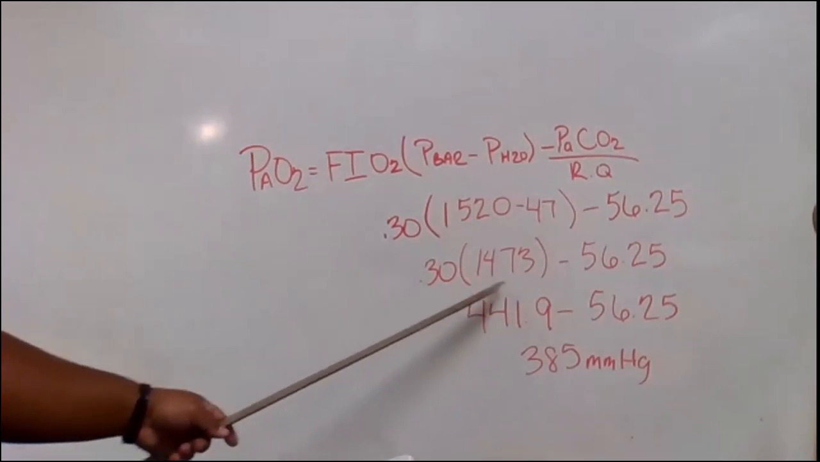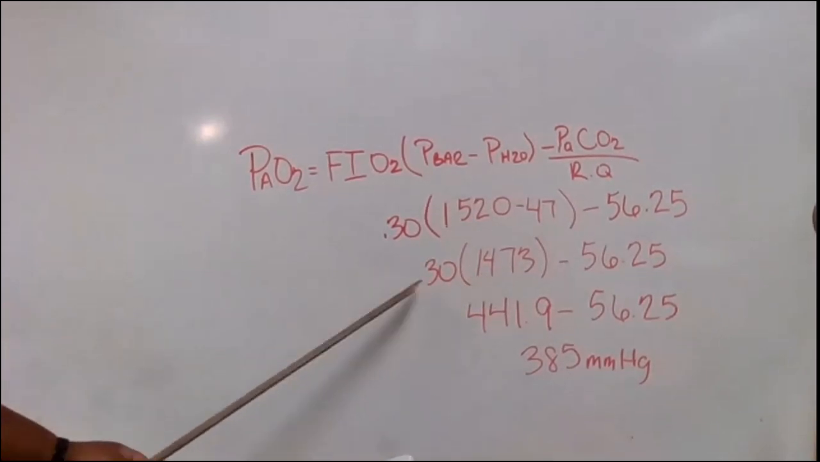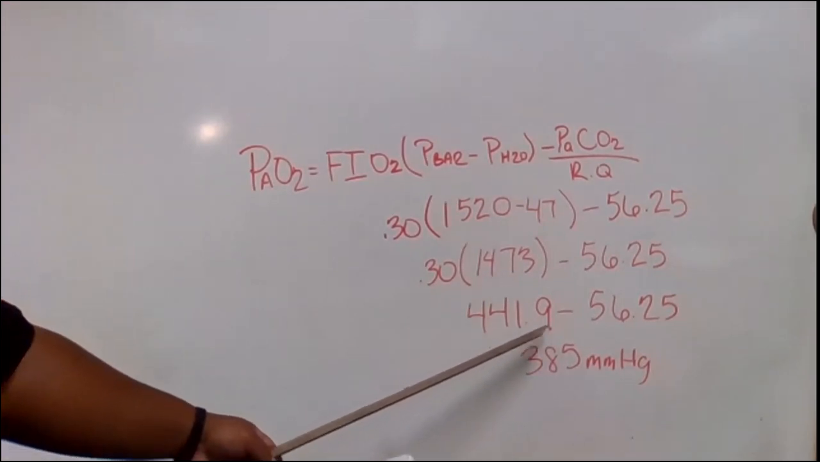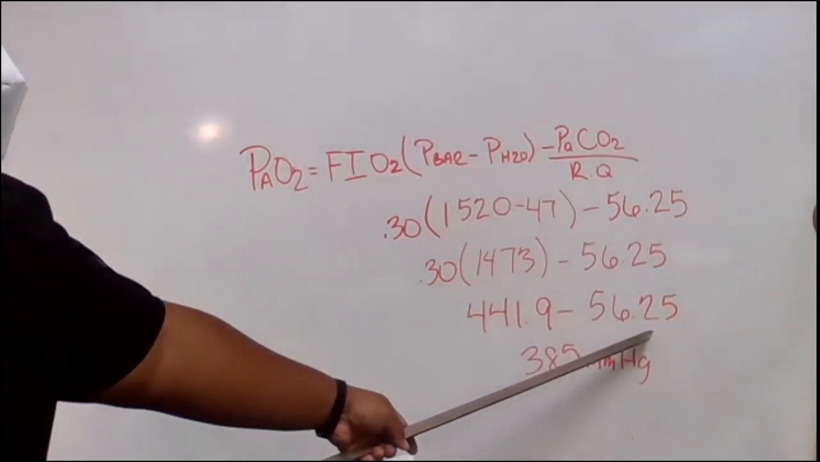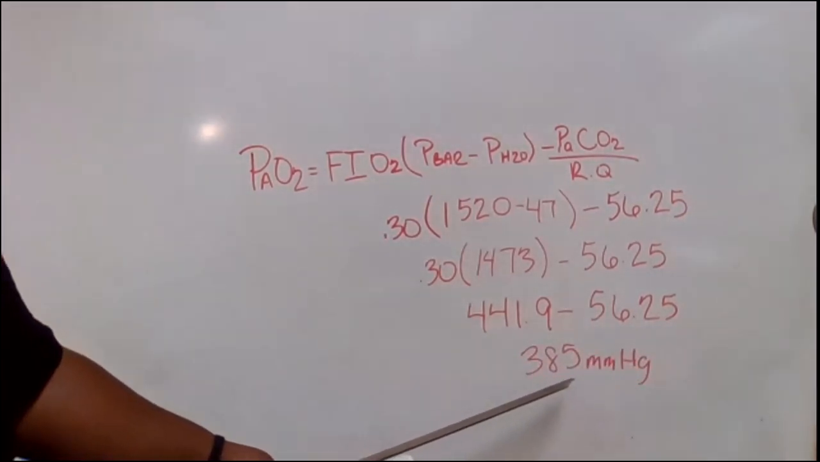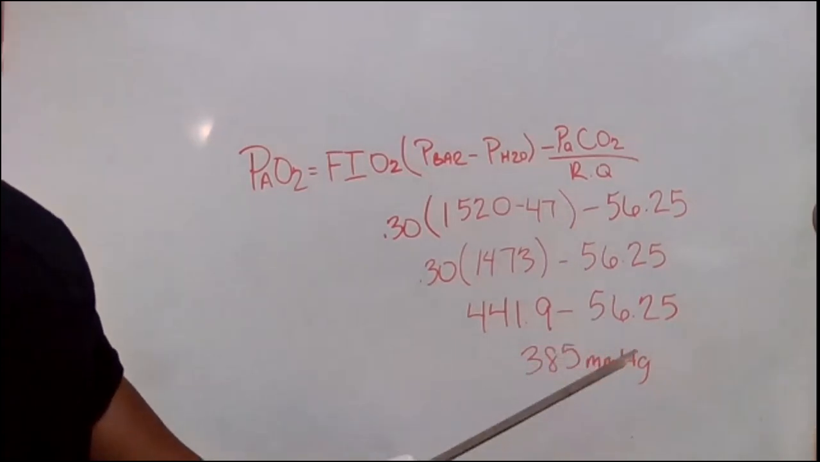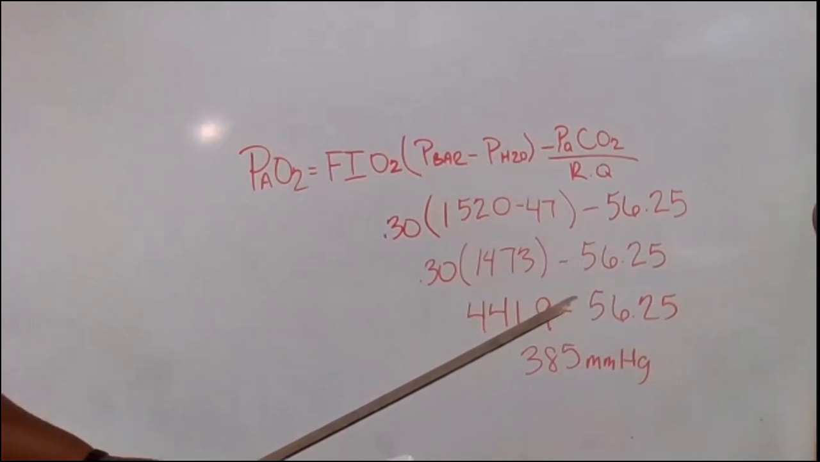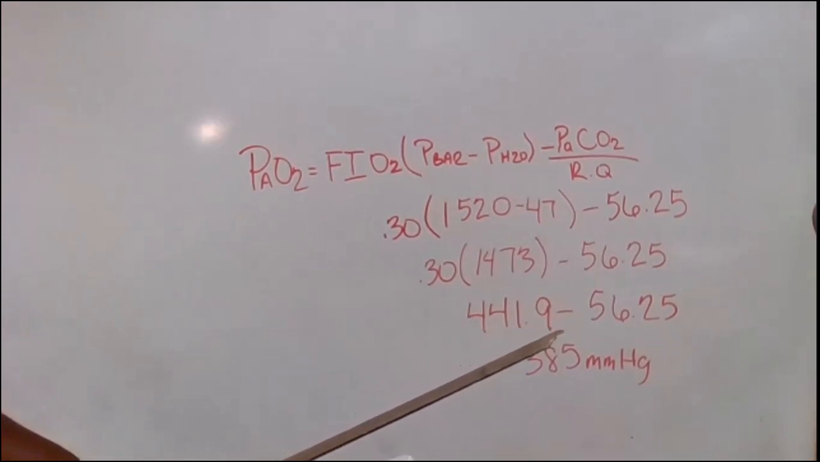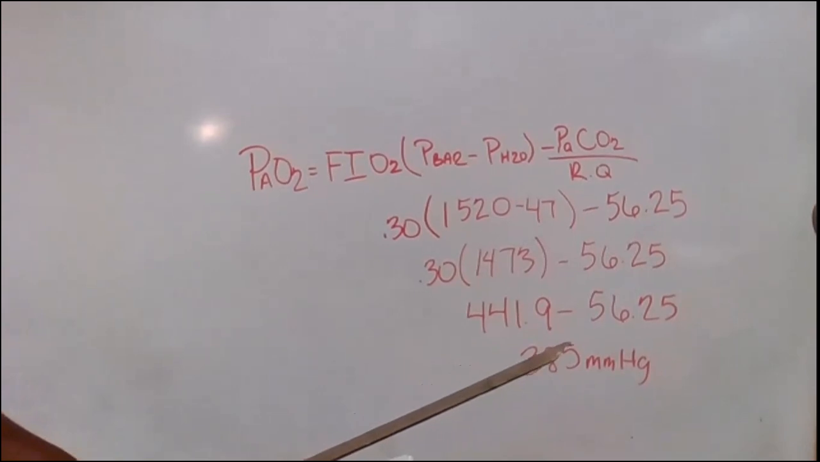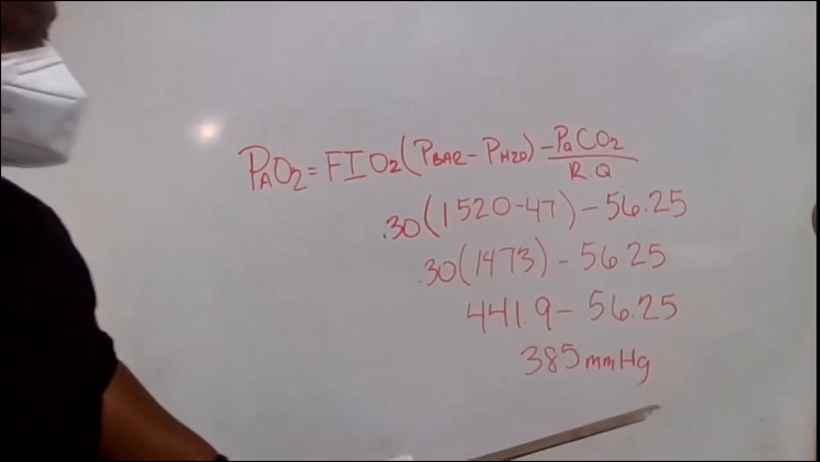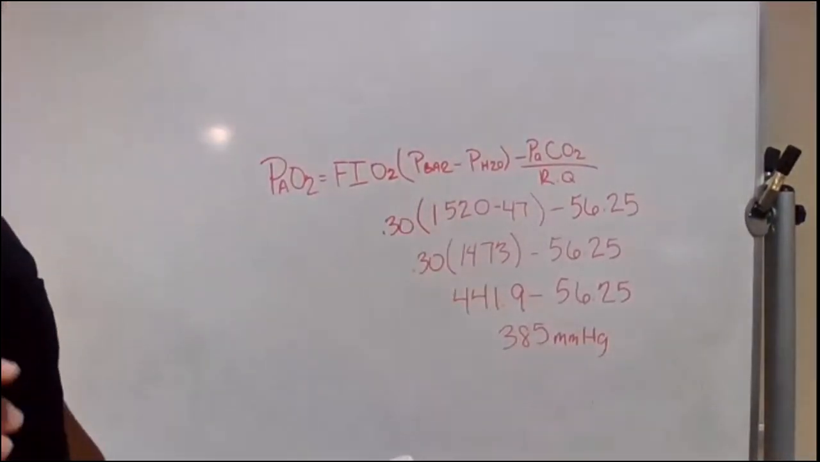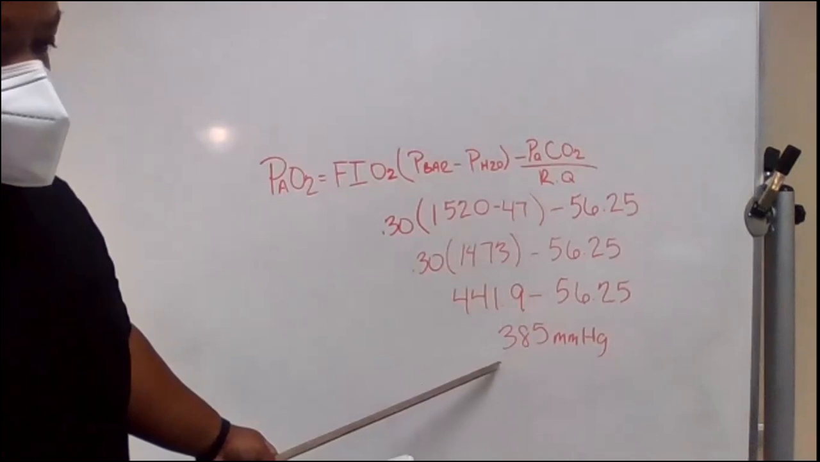Now do this multiplication first. 0.30 times 1473 is 441.9 minus 56.25 equals 385 millimeters of mercury. Ms. Thomas, you see what you did wrong? I had all of this stuff correct, but I think the calculator on my phone messed up, and that's why I got such a high number. Yeah, okay. I thought that's probably what it was. Those decimals. All right, so you understand what you just saw.